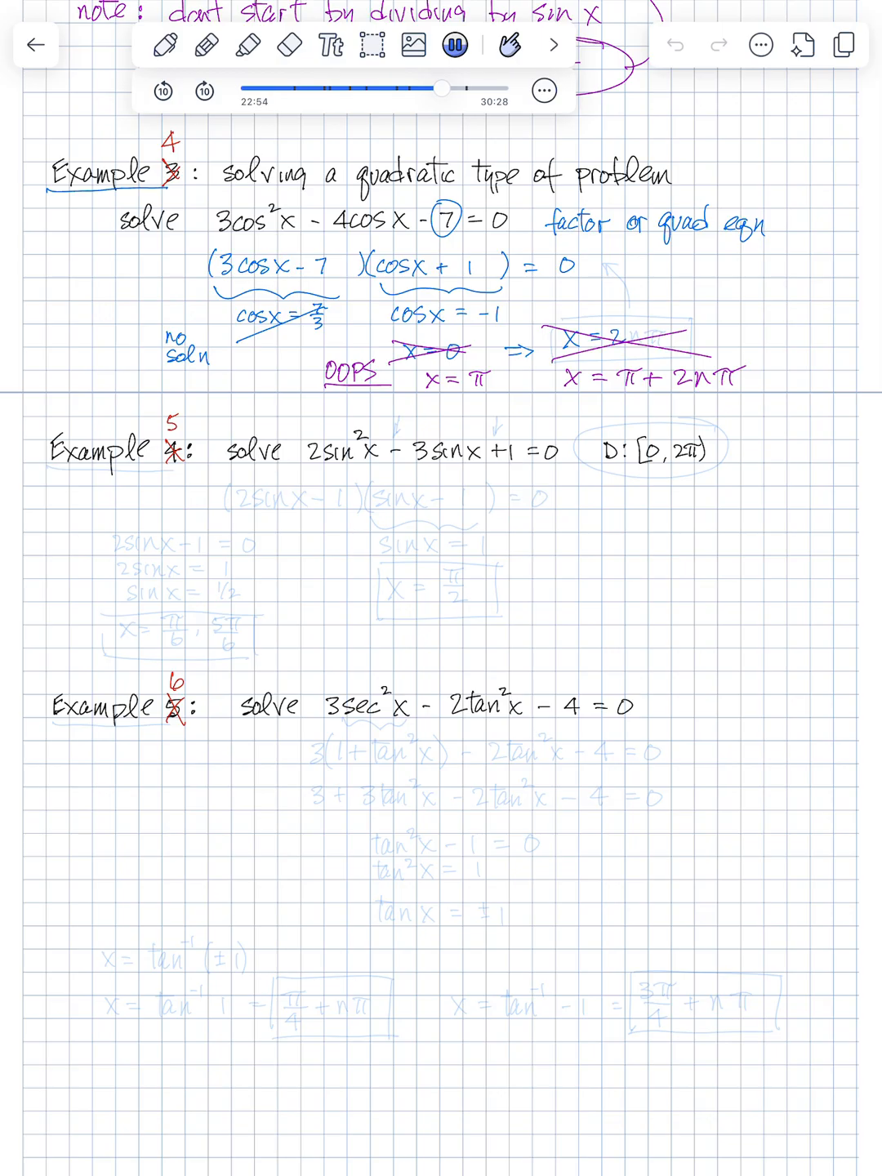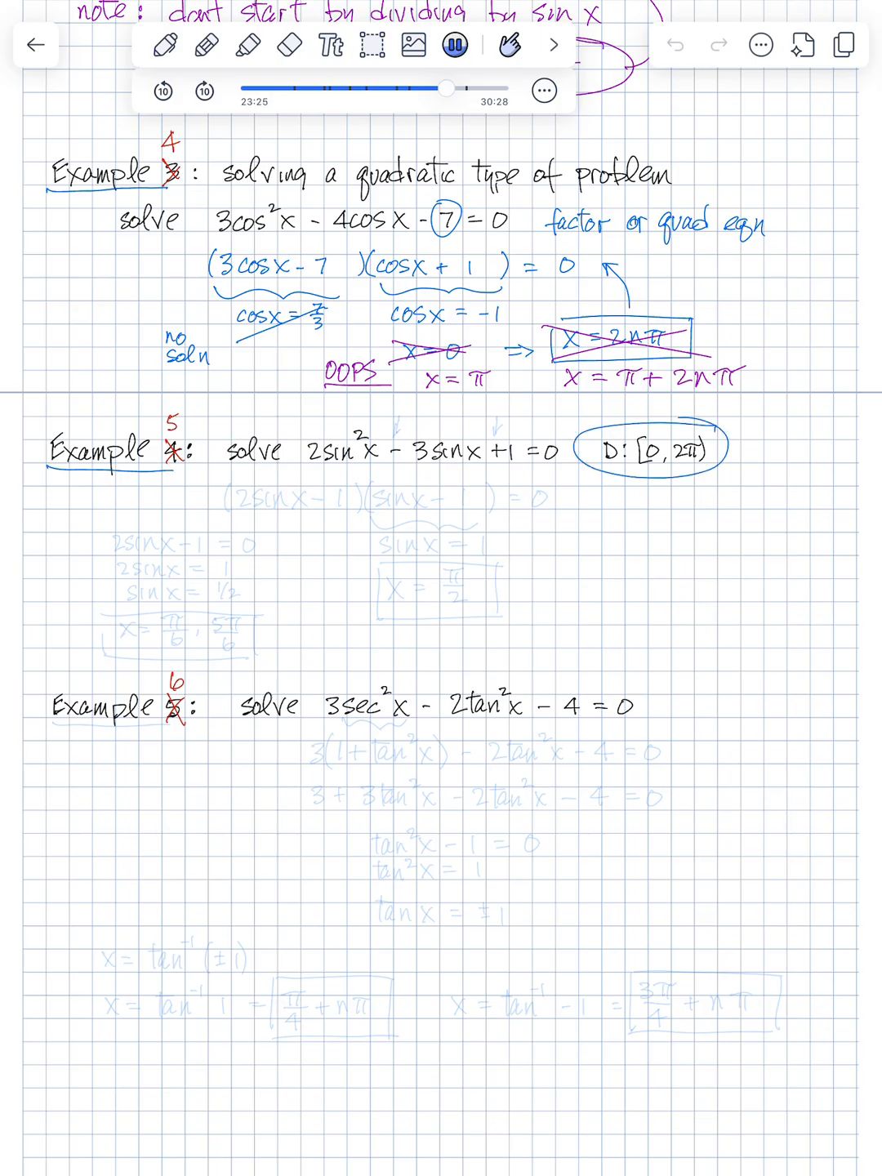Because when we get our first point, when n is 0. So this is all solutions to this problem: x equals 2n pi. Okay, looking at example 4, solve 2 sine squared x minus 3 sine x plus 1 equals 0, and our domain is 0 to 2 pi.